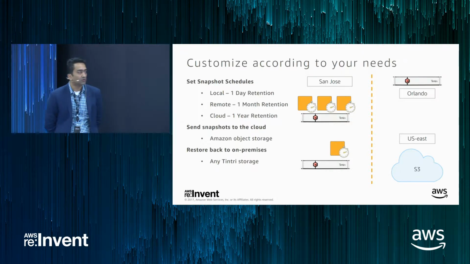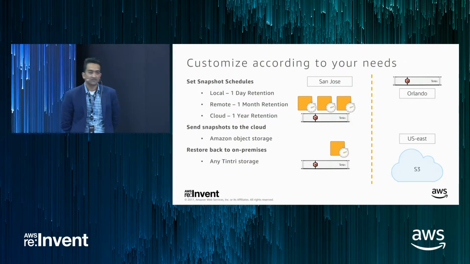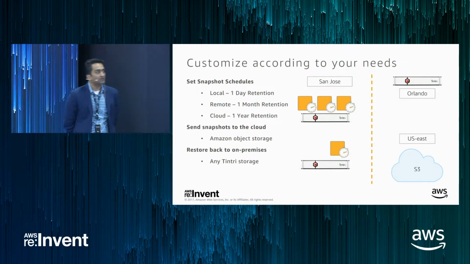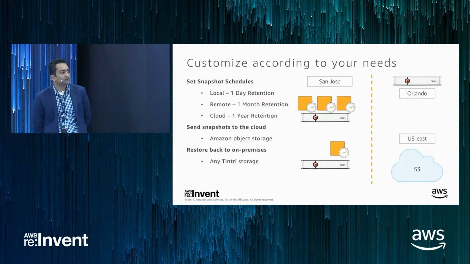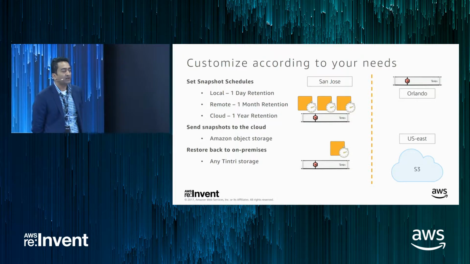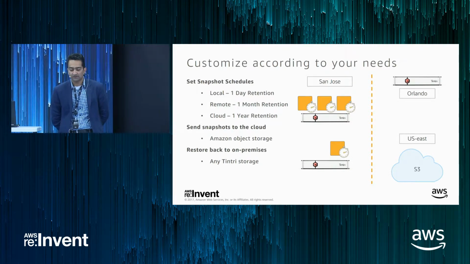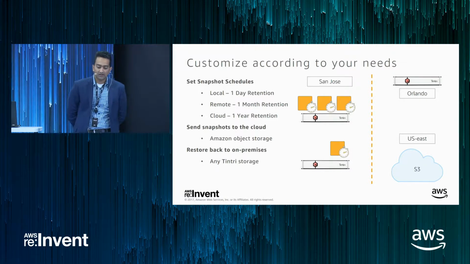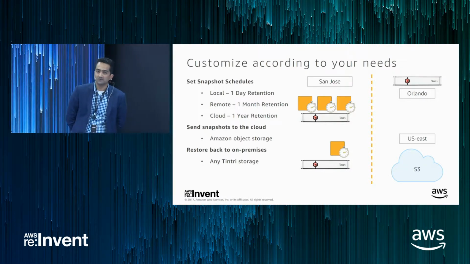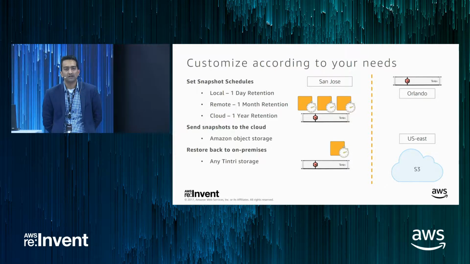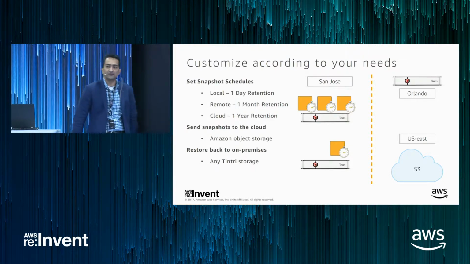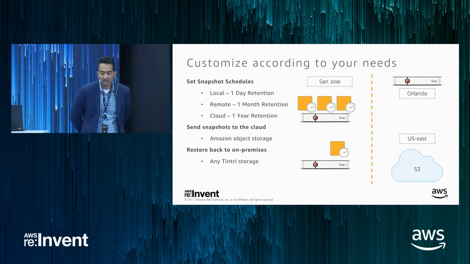They can set up a local one-day retention within the same data center. You can do a remote one, which can be into Orlando from San Jose, for one month retention, and then cloud, you can do one year retention. So those types of granular snapshot schedules for your VMs are available, and you can build as many as you want, and then bucket different VMs around that also.